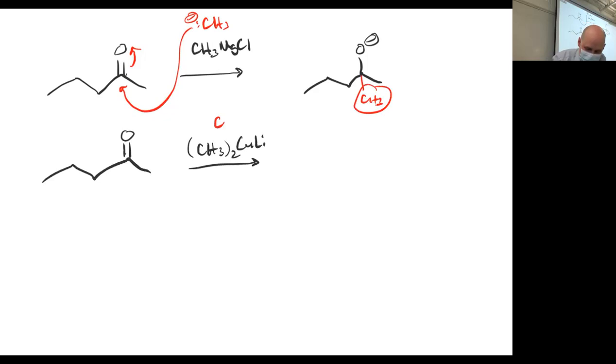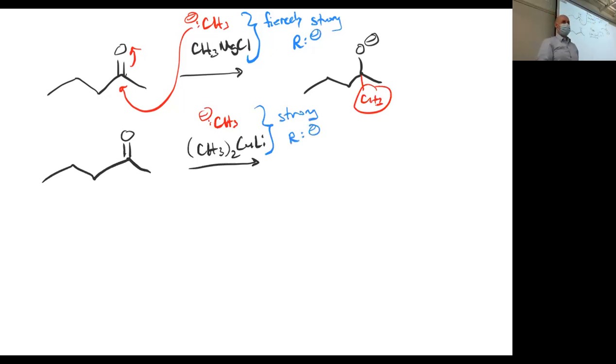Okay, Gilman reagent. This is in your notes from Friday. The Grignard is a fiercely strong carbon with a negative charge. The Gilman reagent acts like a normally strong R minus. Do those kind of normally strong nucleophiles attack carbonyls?